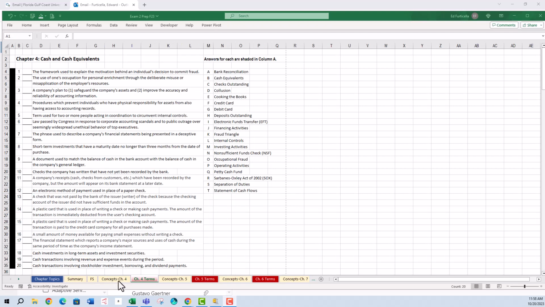Just as important as understanding concepts is knowing the terms for the chapter. So I give you a nice exercise here, a matching exercise that allows you to confirm that you know the terms being used. Remember, to see the answers, all you need to do is unshade column A and you'll see the correct answers. There's no reason for you not to know the terms for each chapter covered.